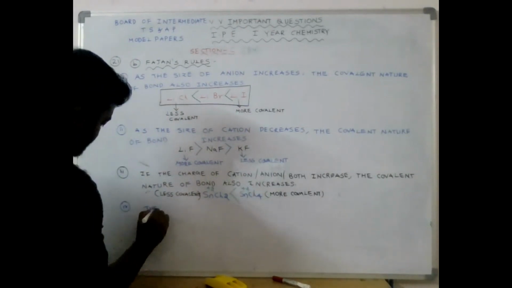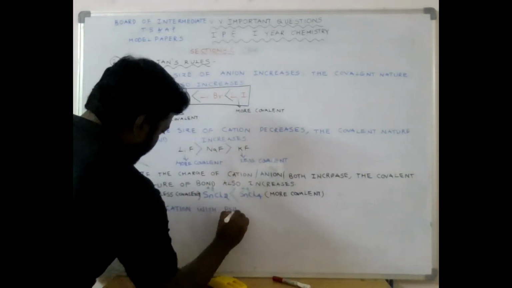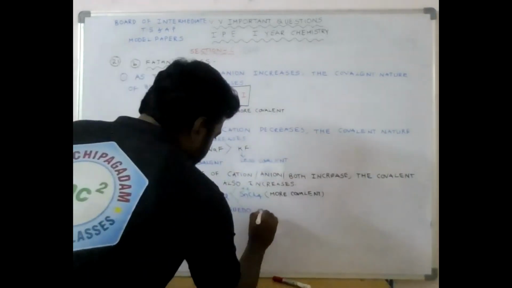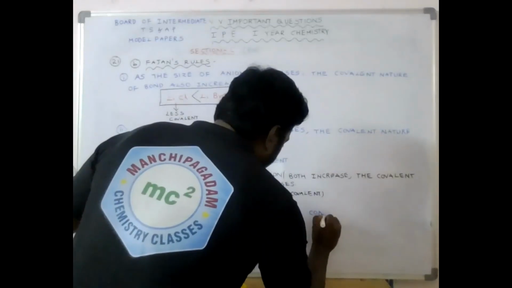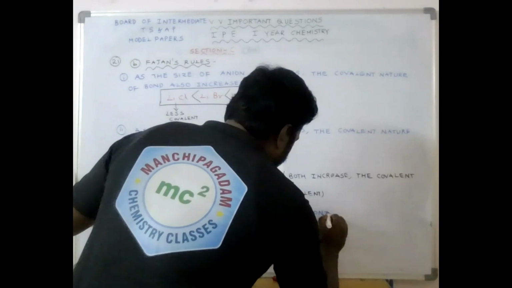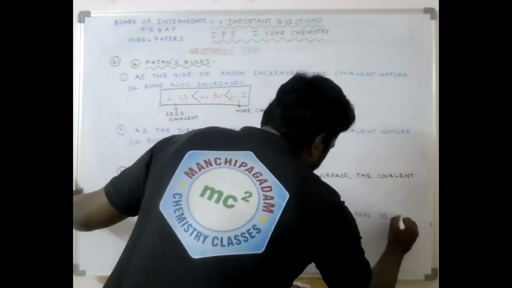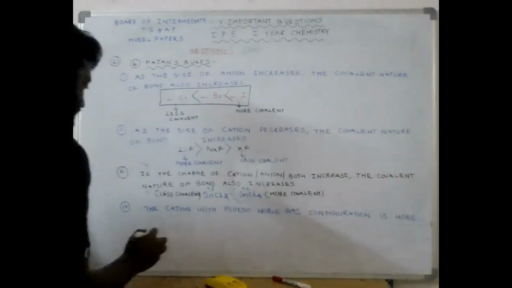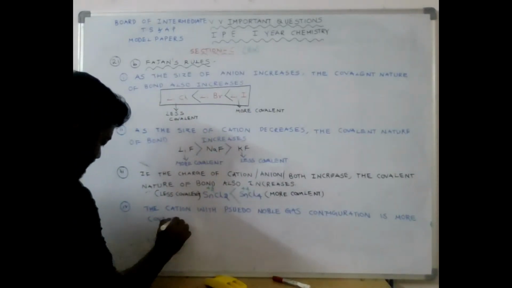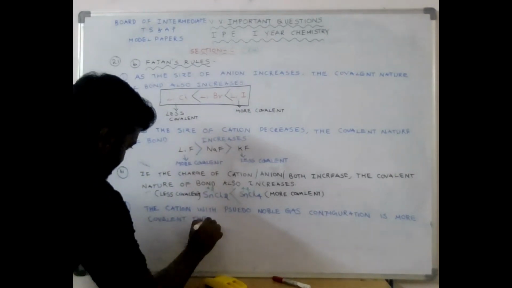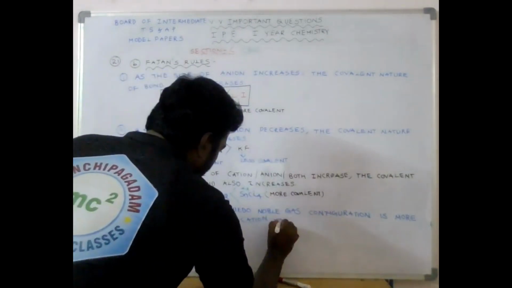So the fourth point you can write: the cation with pseudo noble gas configuration, as I said, that cation containing 18 electrons in the outermost shell, is more covalent than the cation with noble gas configuration.